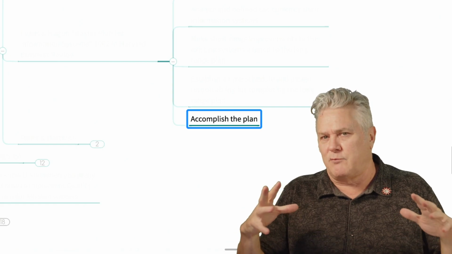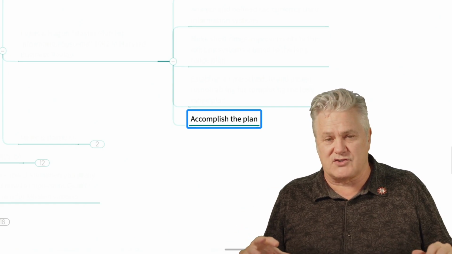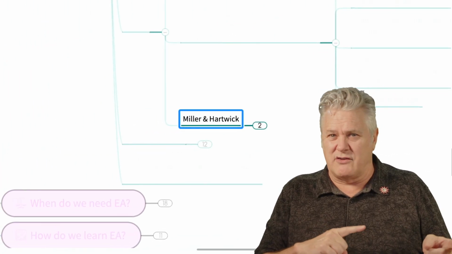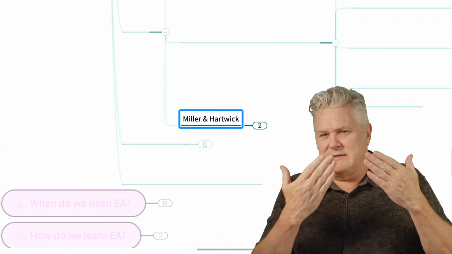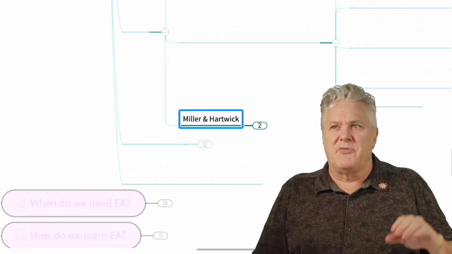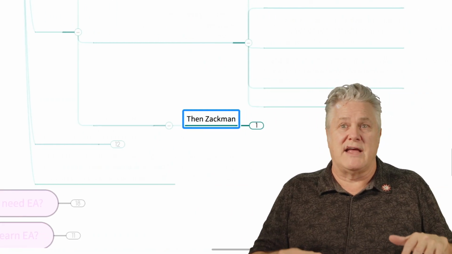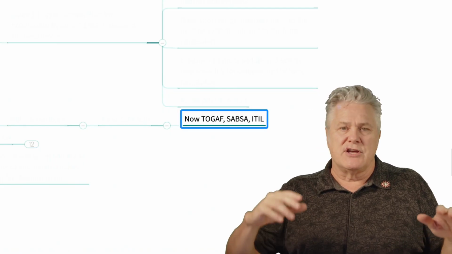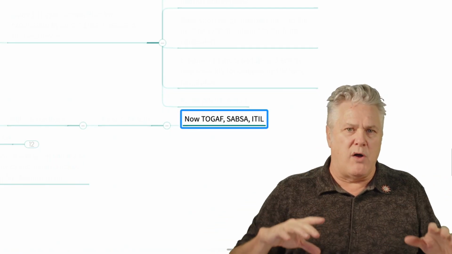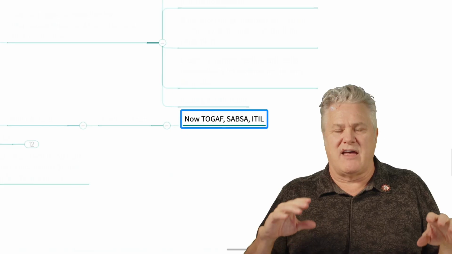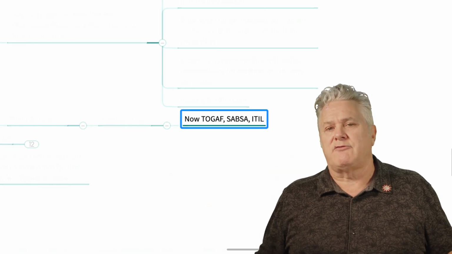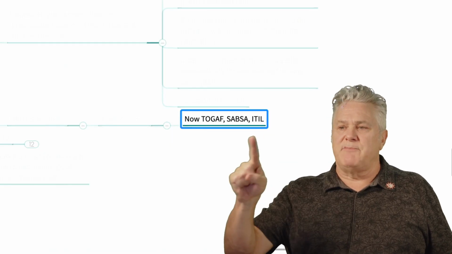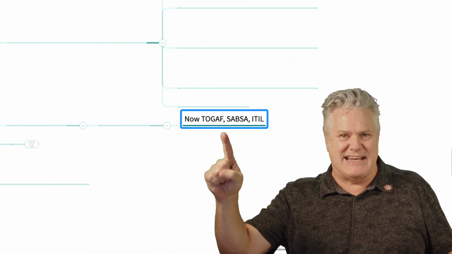That was the first beginnings of enterprise architecture. It kind of feels like project management, but it goes beyond that because it's taking business and technology and bringing them together. Then comes Miller and Hartwick. Then comes Zachman. And now what we have is three things that really work well together, which is TOGAF, SABSA, and ITIL. So if you ran screaming from the room at this moment in time and said, Dean, what book should I read? Something that says these things in it, okay?